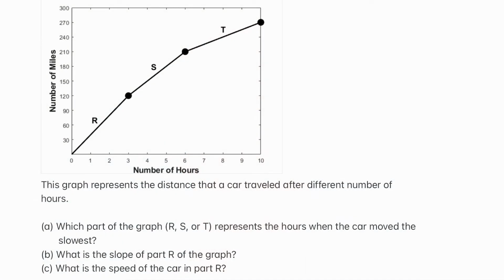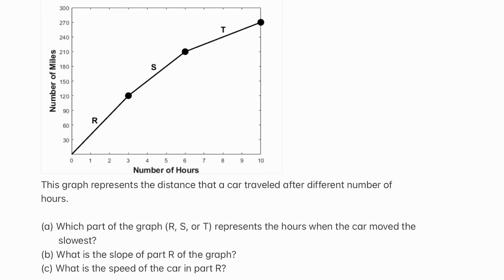Now let's take a look at our problem. What we have here is a graph where we're looking at number of hours plotted on the x-axis versus number of miles plotted on the y-axis. You can see that we have 3 points on our graph. After 3 hours, our car has traveled 120 miles. After 6 hours, it's traveled 210 miles. And after 10 hours, it's traveled 270 miles.